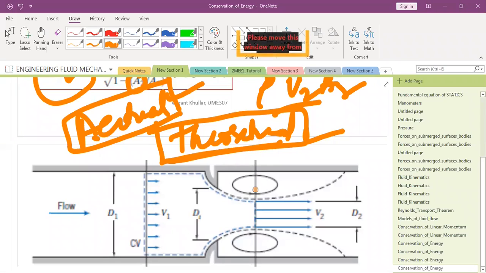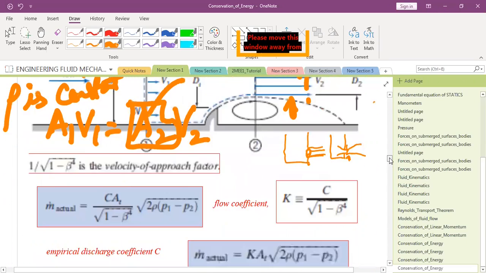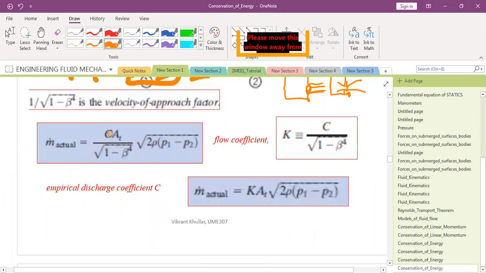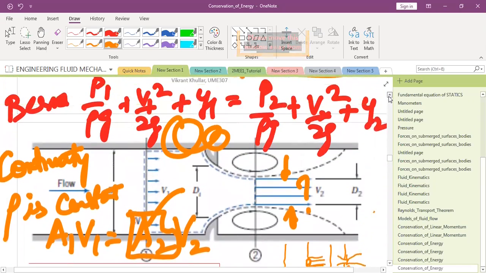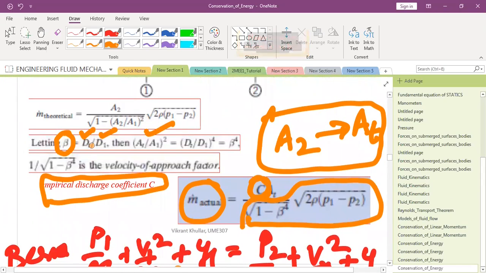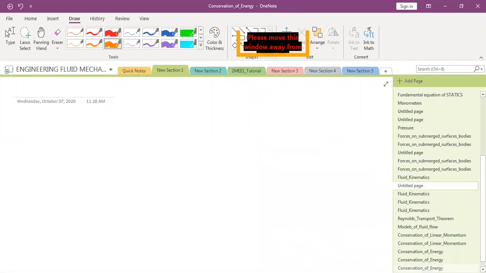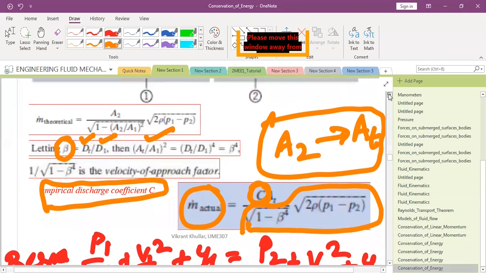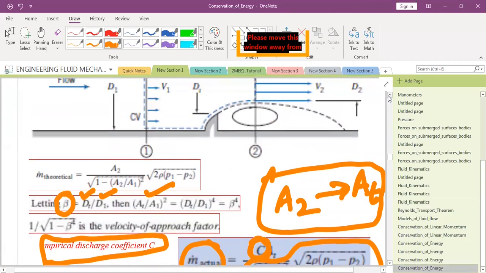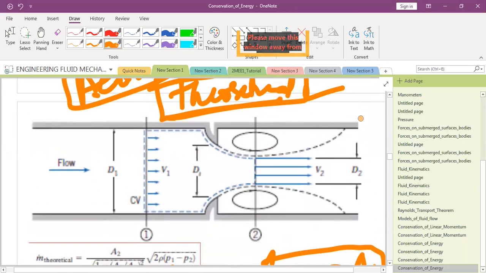One minute. You can see with this formula, M actual is C times AT, and beta I've already defined. Beta is this thing, that is dt upon d1 instead of d2 upon d1. Practical will be greater, sir? Slightly. Yes sir. Beta will increase, and if beta increases then minus beta will decrease, so its root will decrease, and the inverse of the root will increase.